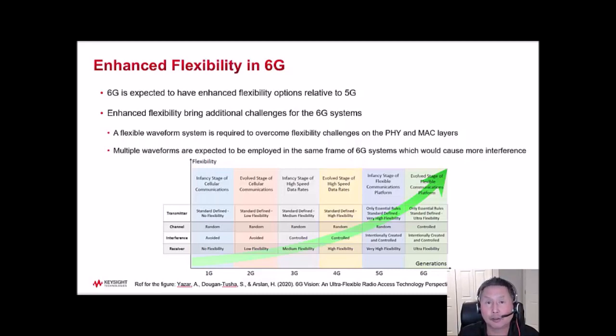This figure shows the flexibility for different generations of cellular communications. Transmitter and receiver flexibility generally increases with newer generations, with 5G being the latest. The main flexibility of 5G, the most recent standard, is the introduction of a numerology concept where different configurations are used to address varying requirements. 6G is expected to have enhanced flexibility options relative to 5G, but this presents additional challenges for 6G systems. A flexible waveform system is required to overcome flexibility challenges on the PHY and MAC layers, and new techniques should be developed to allow enhanced flexibility.